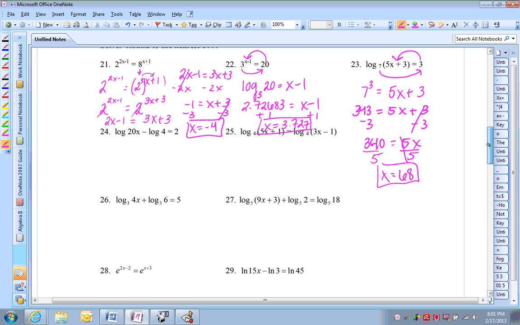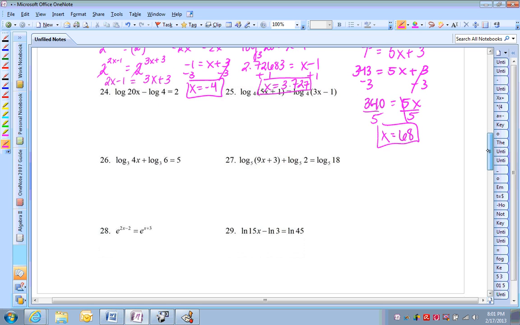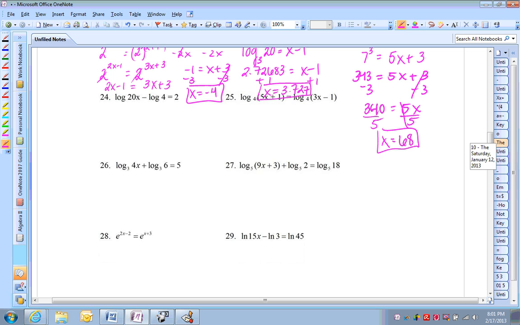All right, let's move on to problem 18 on y'all's sheet, which is actually 26 on this worksheet right here. So if you notice, we have to simplify the left side of the equation before we can move on. So I'm going to simplify this log base 3 of 4x plus log base 3 of 6. And since we are adding logarithms with the same base, we're going to go ahead and multiply 4x and 6. So we write it as log base 3 of 4x times 6 equals 5.